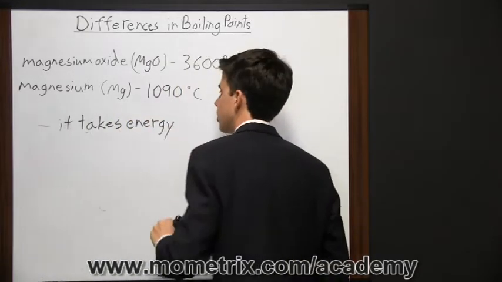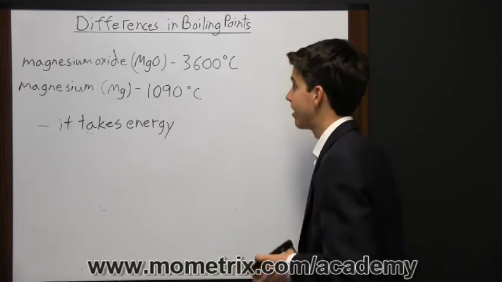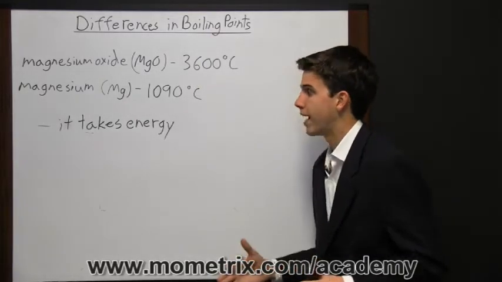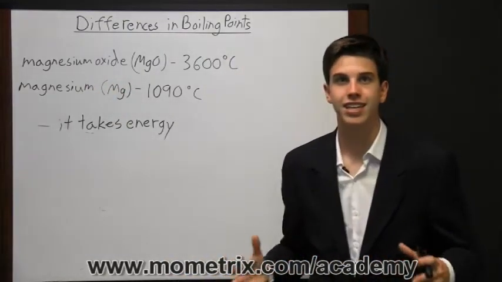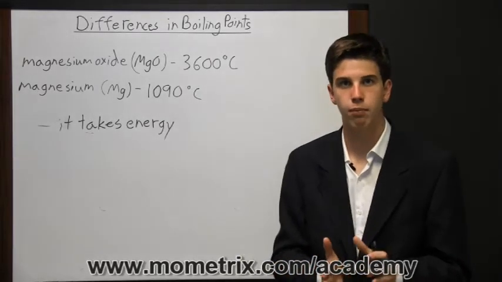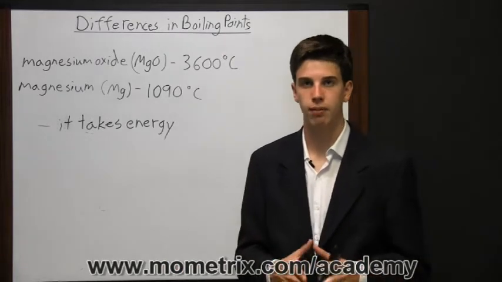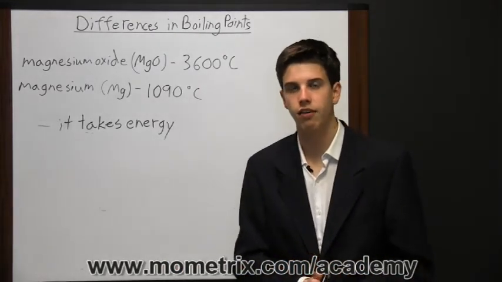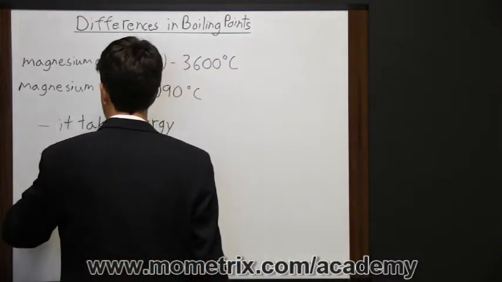Now, the form of energy we use here to convert a liquid into a gas is energy in the form of heat. That's why we're boiling magnesium oxide, or that's why we're boiling magnesium, because it takes energy. Now, ionic compounds have high bond energies, and magnesium oxide happens to be an ionic compound because magnesium oxide is an ionic compound of magnesium and oxygen. So it's an ionic compound.